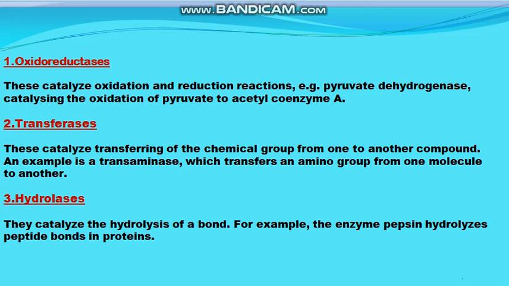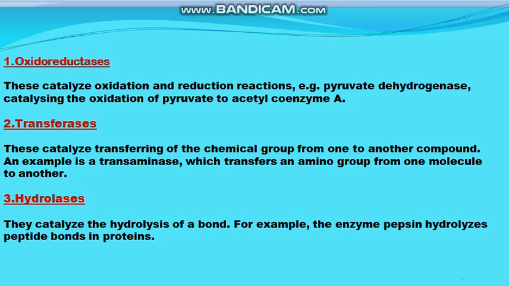And these enzymes, the oxidoreductases, catalyze oxidoreduction between two substrates. And the next class of enzyme is transferases. And what are transferases? These are the enzymes.